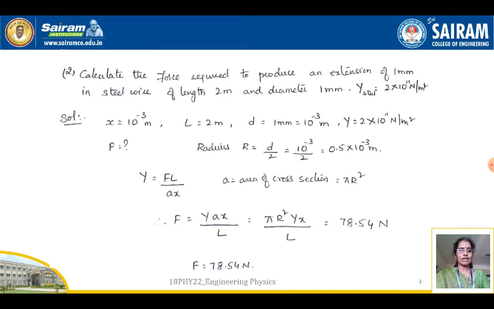You will be getting F is equal to 78.54 newtons. So this is the force required to produce an extension of 1 mm in a steel wire of length 2 meters and diameter of 1 mm, having the Young's modulus of steel as 2 into 10 to the power of 11 Newton per meter square.